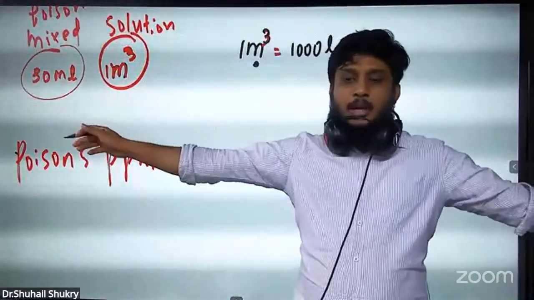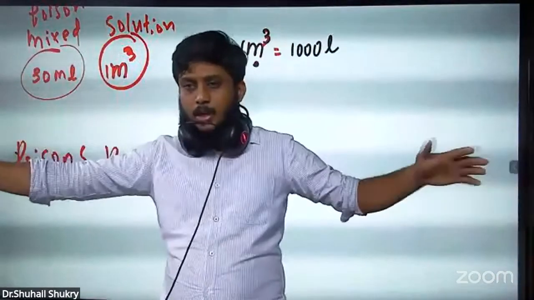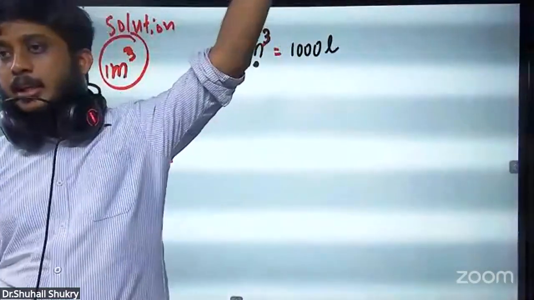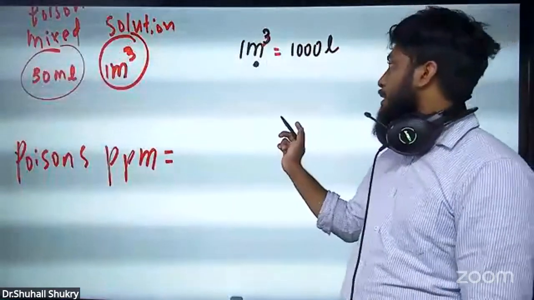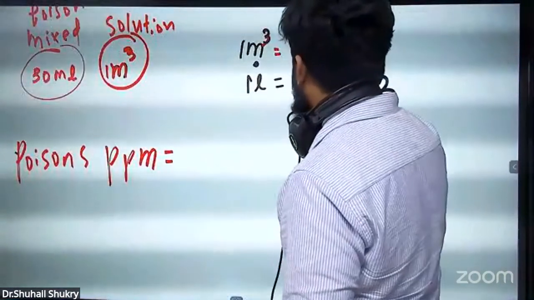I have told you 1 cubic meter is like your household tank. What is 1 cubic meter? 1 meter long, 1 meter breadth, 1 meter height. That's a very big amount, 1,000 liters. So 1 cubic meter is 1,000 liters, and 1 liter is 1,000 milliliter.